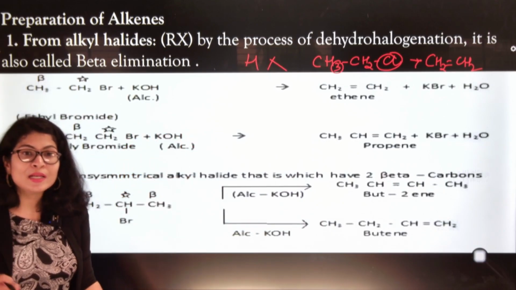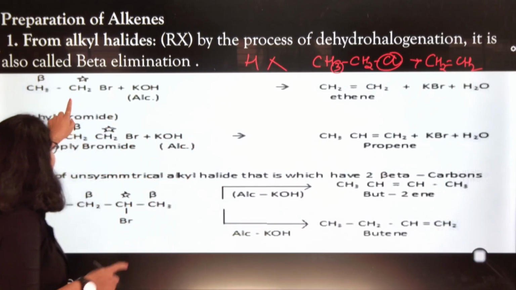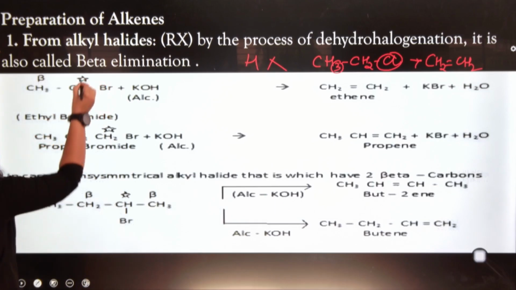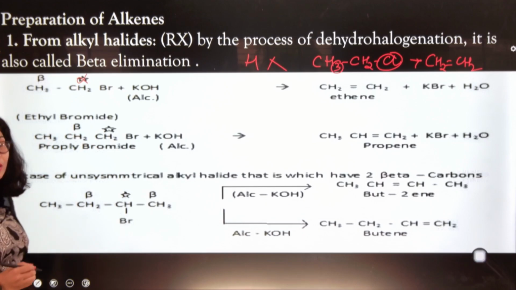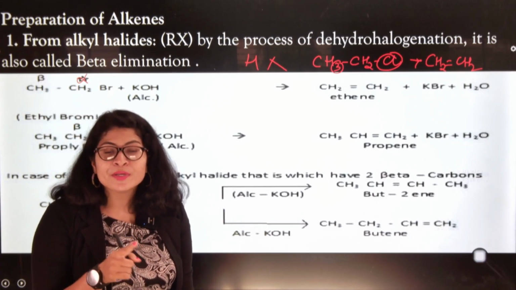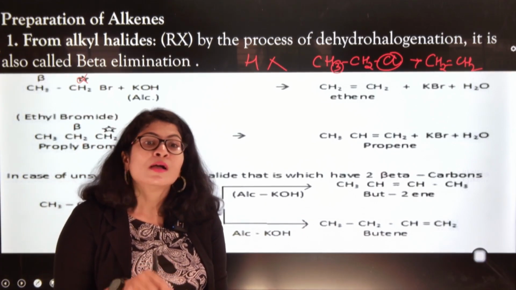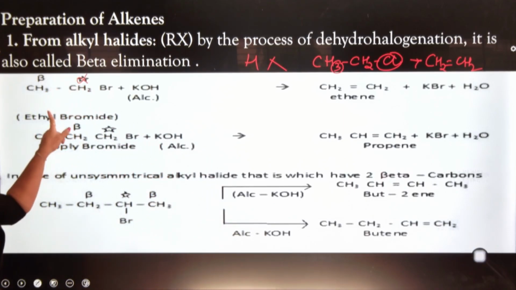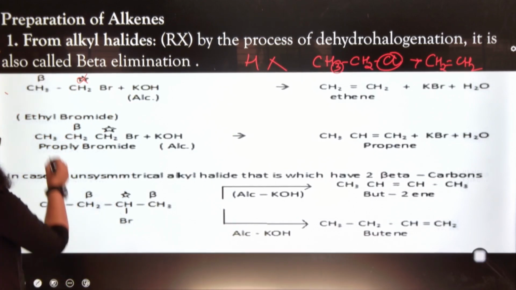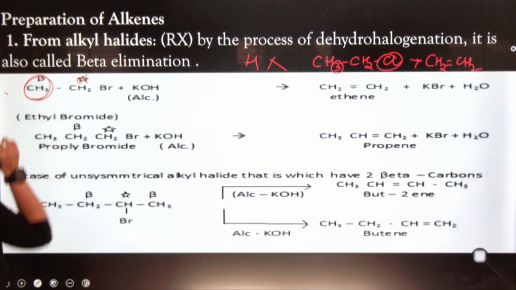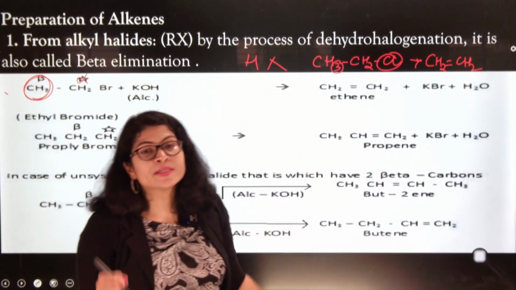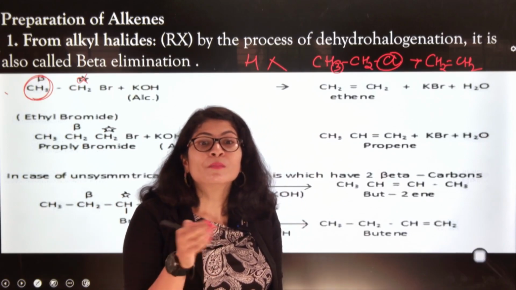What do you mean by beta elimination? See, to this carbon, the halogen group was attached, right? So this carbon was called the alpha carbon, or the carbon to which the functional group is attached is called the alpha carbon. So now here what happens? To the alpha carbon, the next carbon that is attached is known as the beta carbon. Now, if there is removal of hydrogen from this beta carbon, then this process is known as beta elimination, that is elimination of hydrogen from the beta carbon.